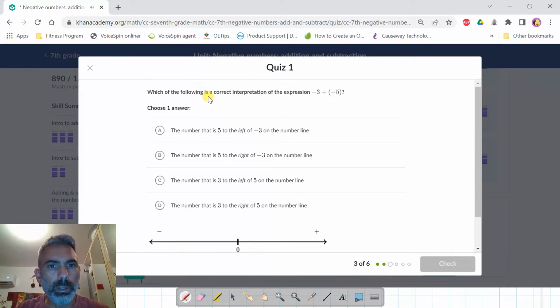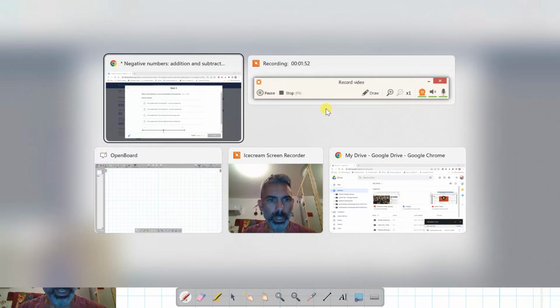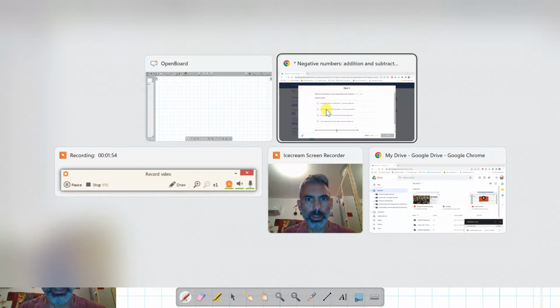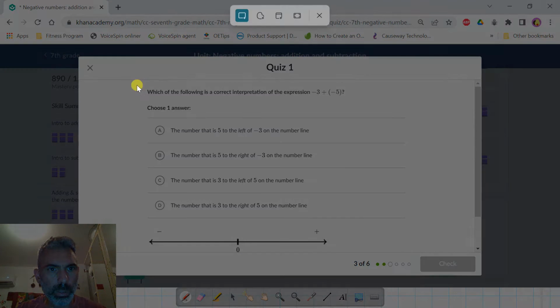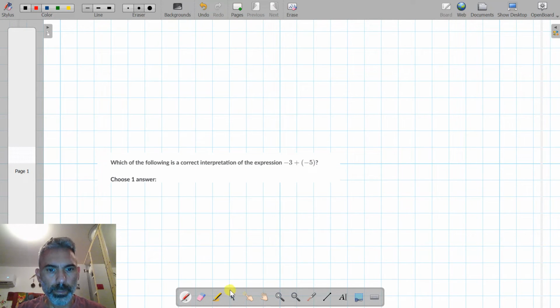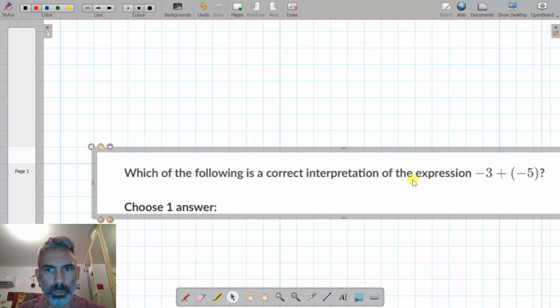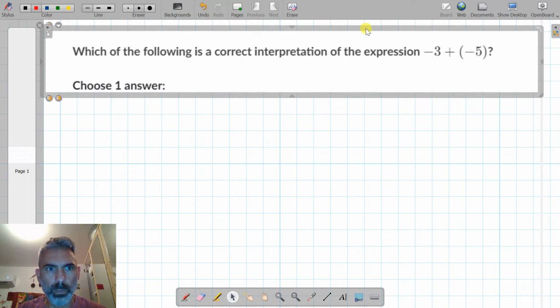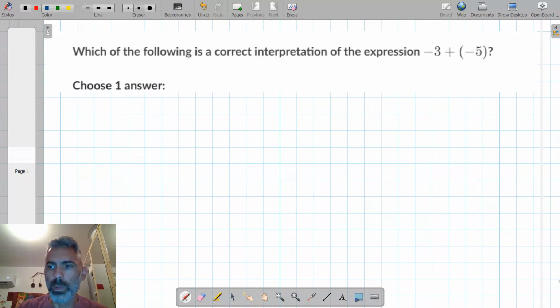Which of the following is a correct interpretation of the expression -3 plus -5? Okay, so let me draw a number line. Let's copy the question. Okay, so we begin.